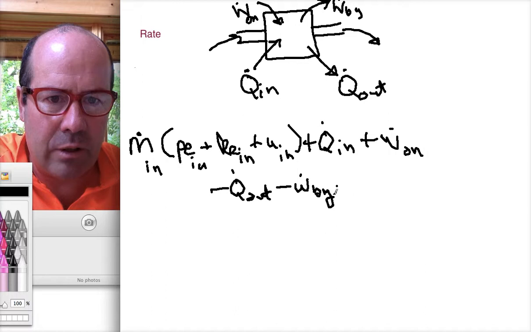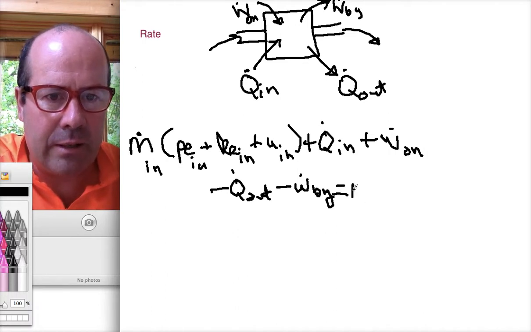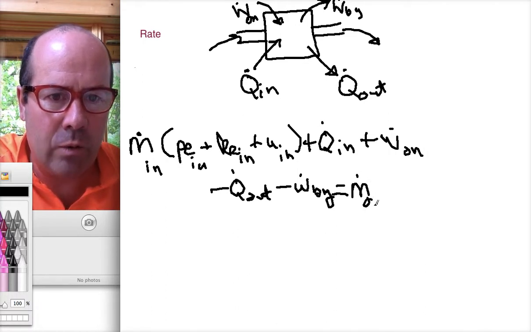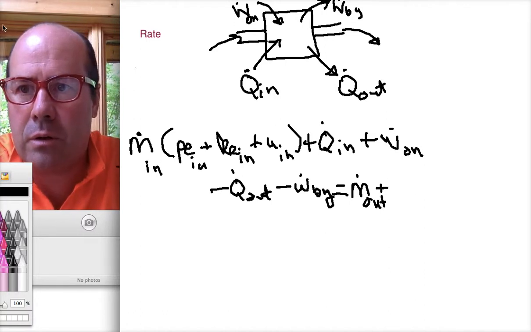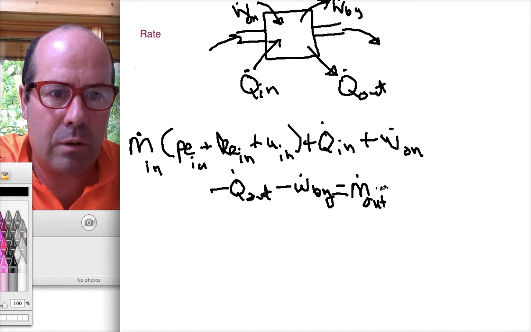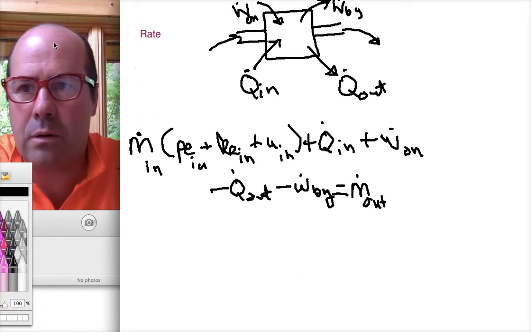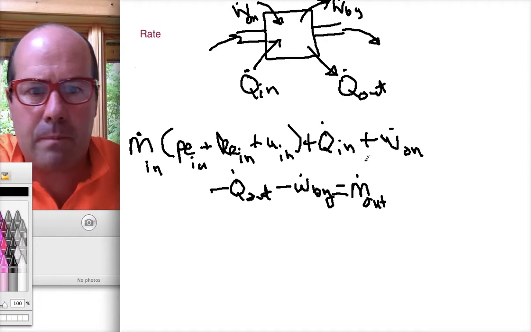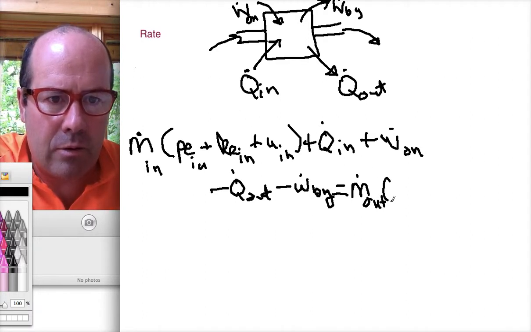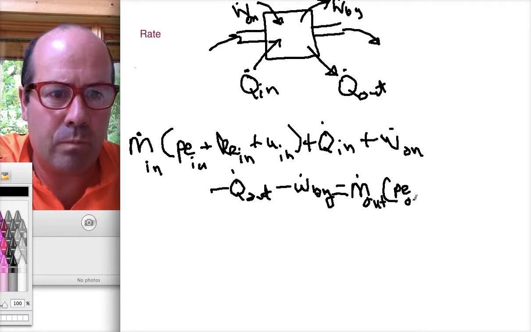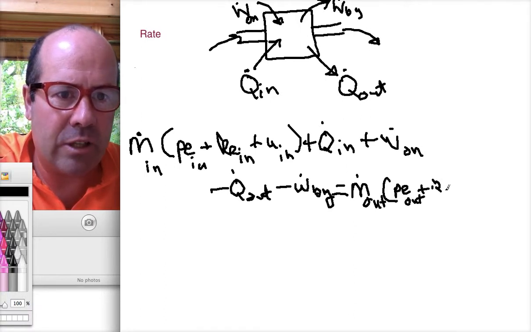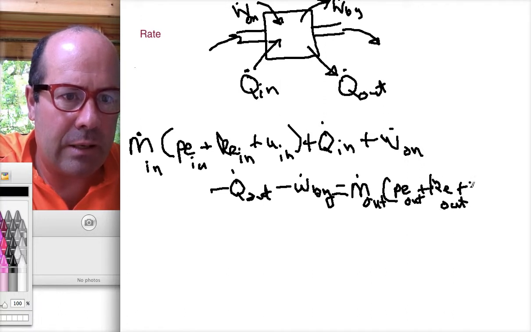And then what leaves? Well, we've got mass flow rate out, times the potential energy that's leaving, kinetic energy leaving, and internal energy leaving.